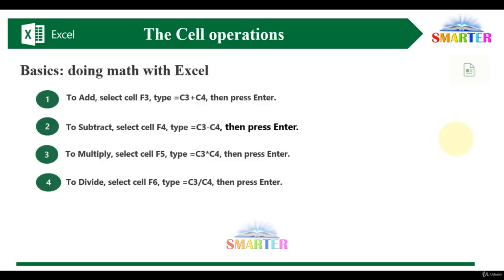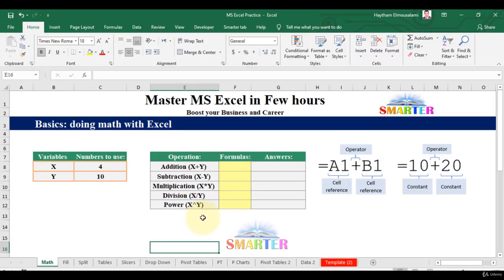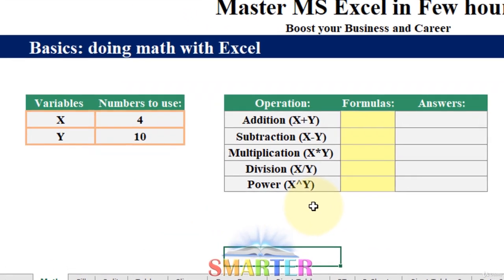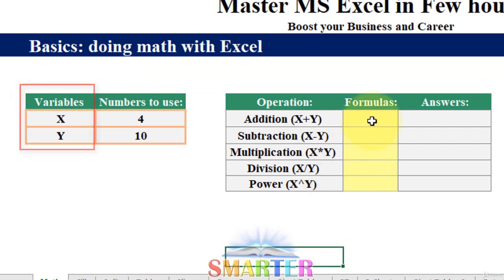So let's take a simple example about these operations. Here, if I want to add variable x and variable y, let's write the formula. This cell reference plus this cell reference, and the result will be 14. Okay? Let's do subtraction. 4 minus 10. The result will be minus 6.